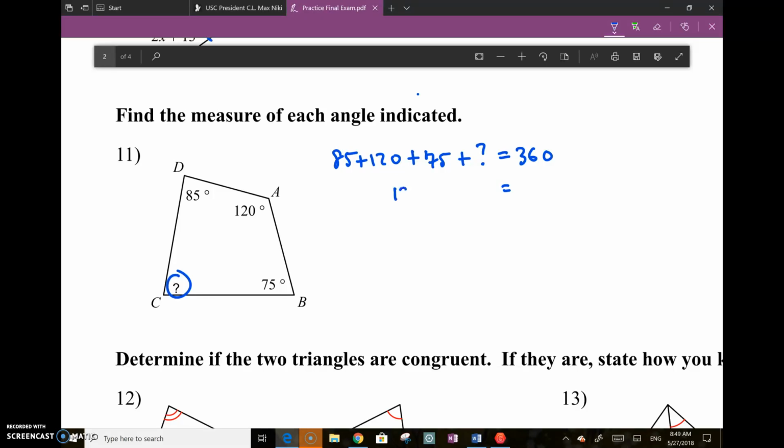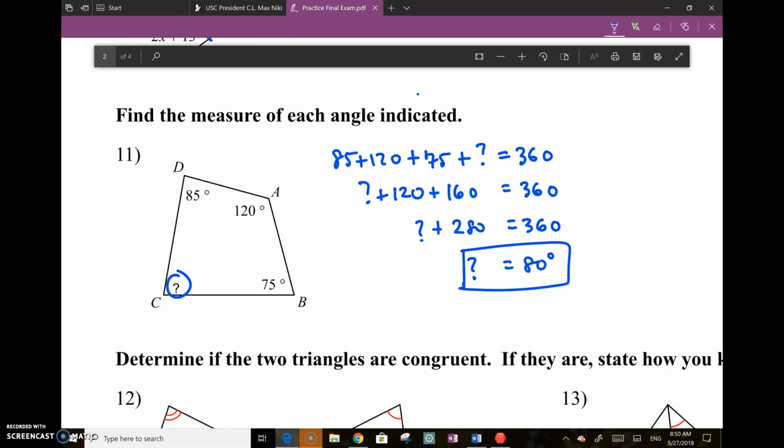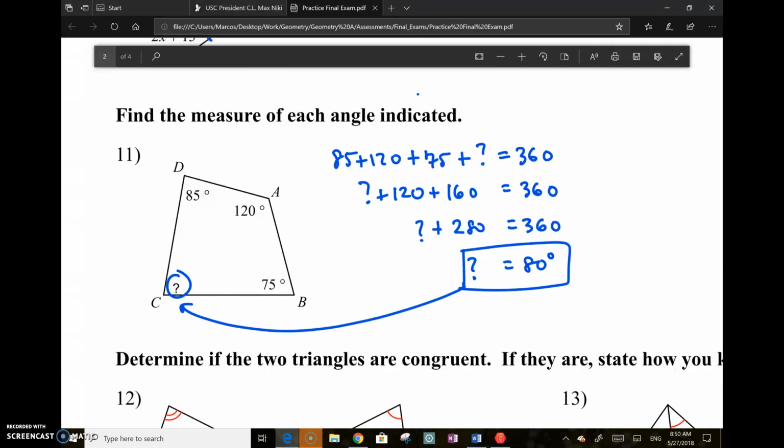All this equals 360. Now I just need to combine my terms and solve this. So this would be 120 plus, let's see, 85 plus 75 would be 160, plus my question mark is equal to 360. So therefore, my question mark plus 280 is equal to 360. And by the subtraction property of equality, my angle is 80 degrees. And that makes sense because when you look at this angle right here, it's close to being 90, and so 80 degrees does make sense according to how this looks. Let's go ahead and move on.